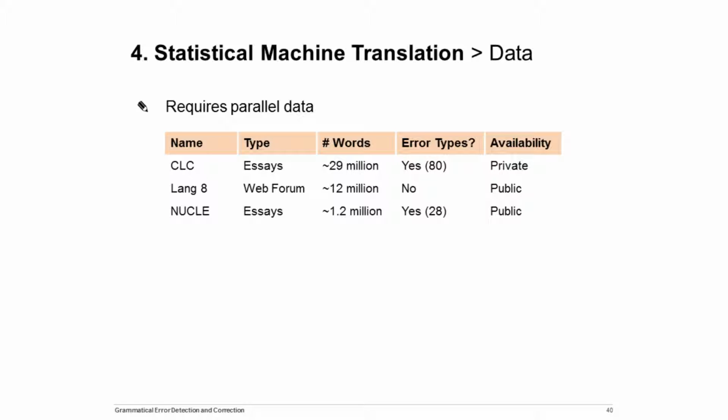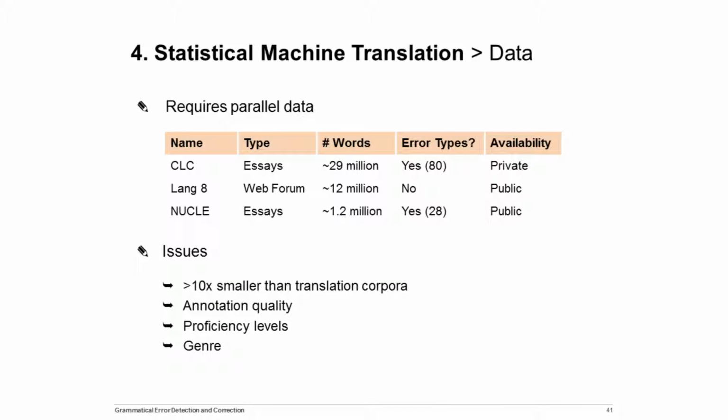At Cambridge, we're lucky because we have access to the CLC, which is the Cambridge Learner Corpus, which is definitely the largest corpus of corrected text. It is private, so only we can use it, unfortunately. But there are a couple of other versions of alternative corpora available, so there is other data sources.